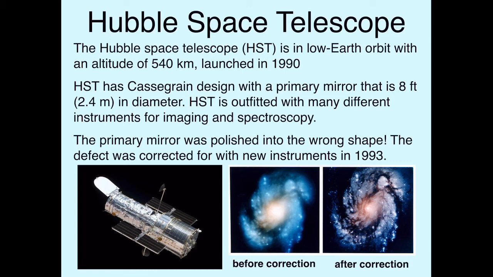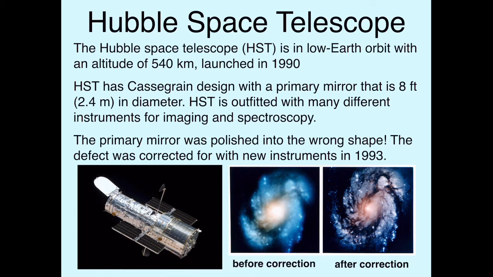An interesting fact about Hubble is that when it was originally launched, it was found that the primary mirror was polished into the wrong shape. So there was a mistake made in actually shaping the primary mirror. And you can see the effect of that in some of the early images that were taken by Hubble. It was kind of a disaster, actually. The fact that all this money and time and energy was put into this telescope, and then when it first takes an image, it's really not that good.